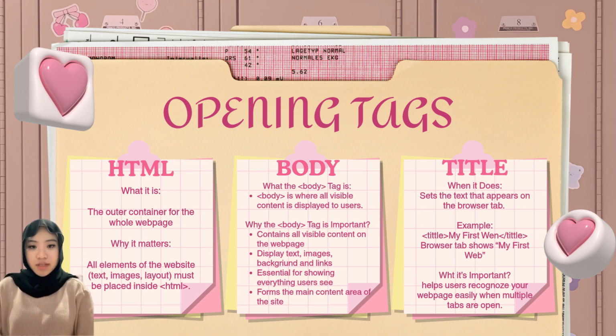Finally, we have the title text. What this does is set the text that appears directly on the browser tab. For example, if we use the code title, my first web title, the browser tab will display exactly that, my first web. This is highly important because it helps users quickly identify and recognize your web page, especially when they have multiple tabs open at the same time.